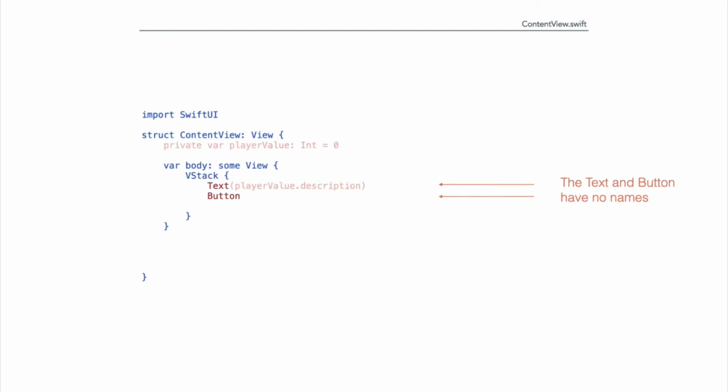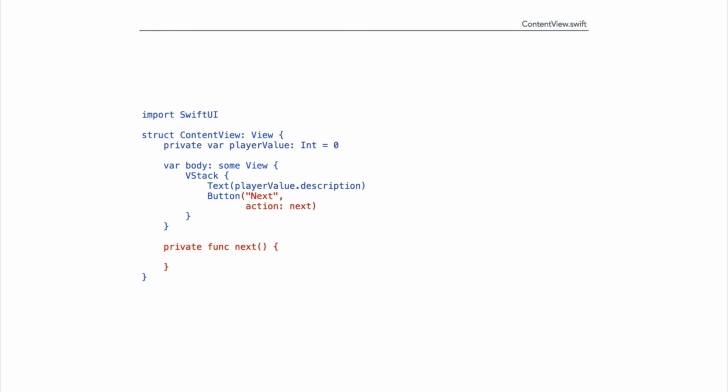So that's why we have to introduce this property that holds the state, this player value. And now our text can display the player value's description. So we start off with the player value being an int that equals 0. So initially when this comes to life, we're going to see 0 on the screen because that's the player value's description. The button needs to display a prompt to the user, and it has to take an action. Our button is going to display the prompt next, and its action is going to be the method next, just as it was in the UIKit example.